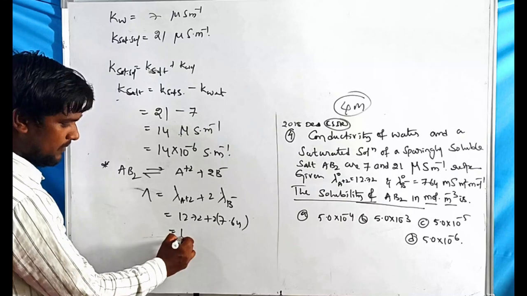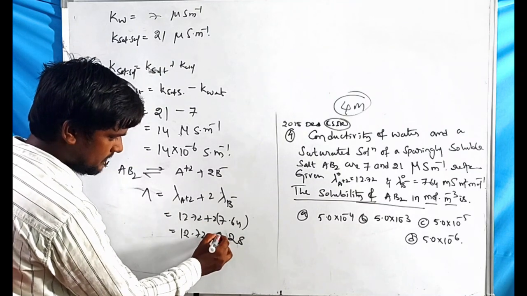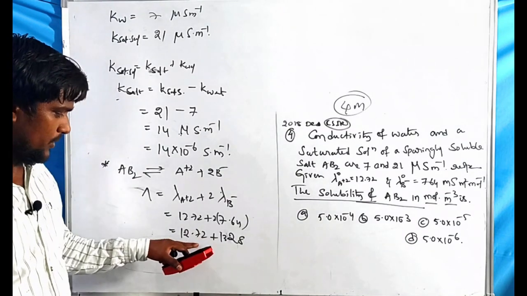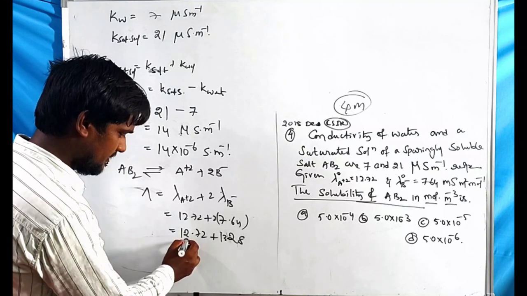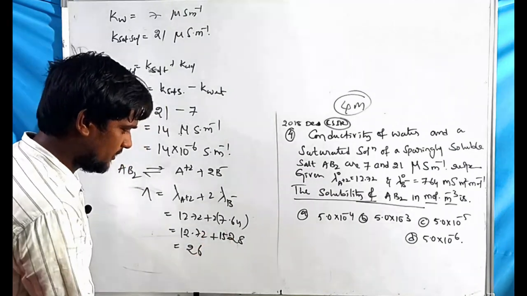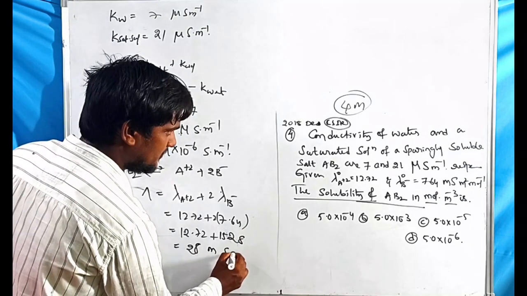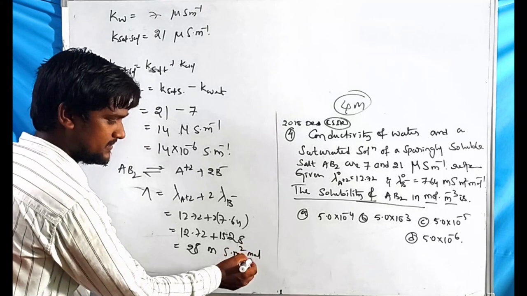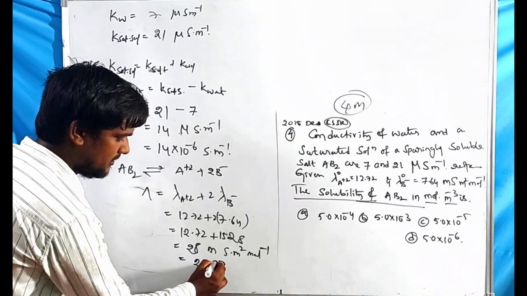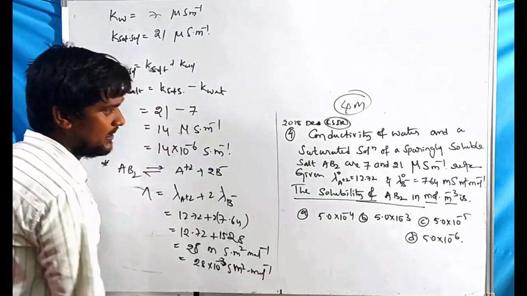Here it is 2 moles: 12.72 plus 2 × 7.64, that is 15.28. Approximately it is equal to 28. So 28, they are given in milli Siemens meter square per mole, so these values are also converted into Siemens: 28 × 10^-3 Siemens meter square per mole.